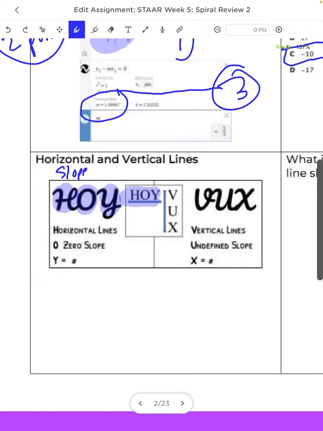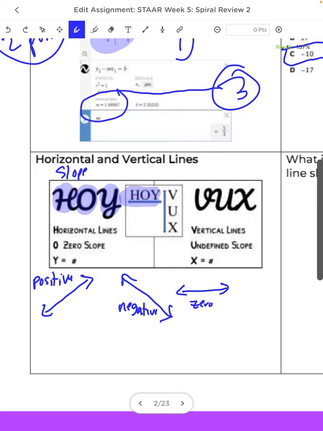If I go up like that, that's called positive slope. If I'm going down, that's called negative slope. If I don't do anything at all, that's called zero slope. And if I go up and down, that's called undefined. So if it goes like this, we know it's horizontal. HOY: it has zero slope, horizontal line, and the equation for this is always going to be y equals some number.